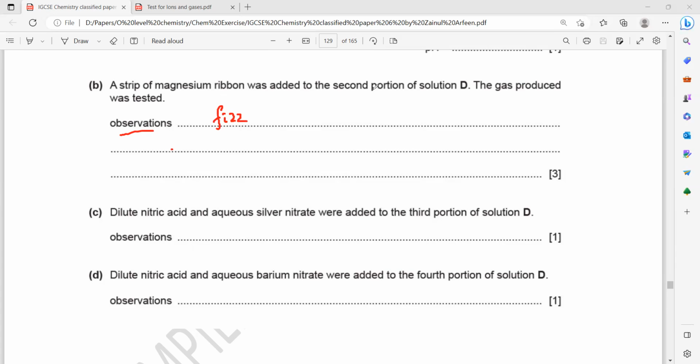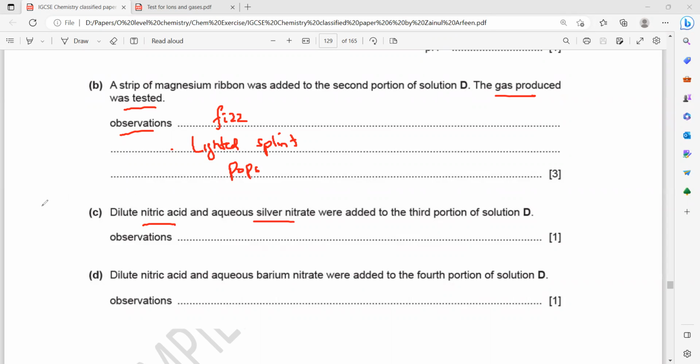And then the second thing, because you mentioned the gas produced was tested, it means you have to mention the test for this gas. The magnesium ribbon dissolves or its size decreases, that's also fine. And the test: you will test with a lighted splint, and it pops.